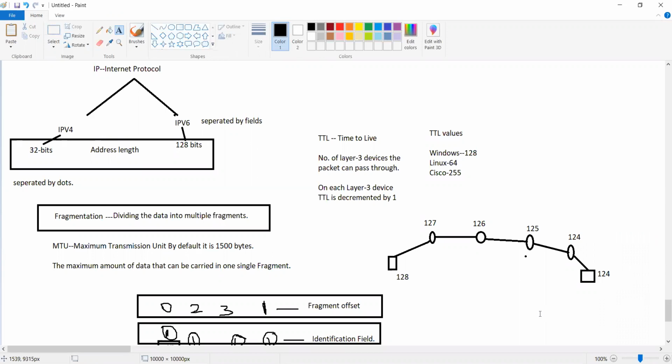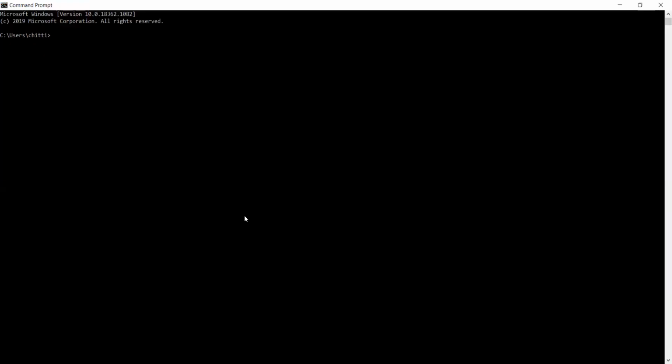Okay. Now, practically, if I would like to show you how this is decremented, one moment. Man, where is the screen? Just a moment. Let me open the command prompt. Yeah. Which screen is visible to you?